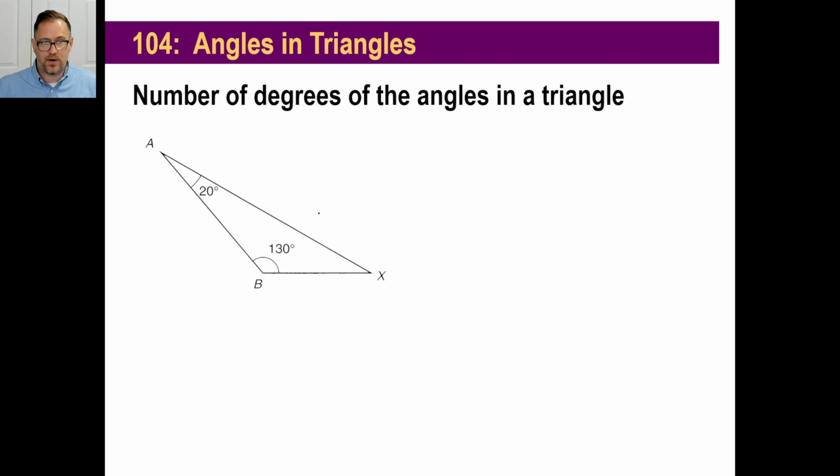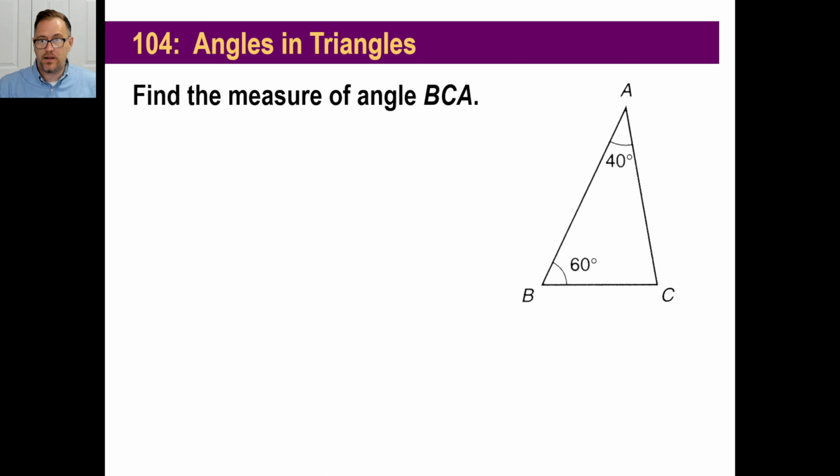They will say, find the measure of this angle right there. And you'll go, okay, well, everything inside a triangle is 180. That's 130. That's 20. That's 150 total. So this must be 30 degrees. That's what's left over from 180. All right? They'll say like this, find the measure of angle BCA. Well, BCA, of course, is this one. And you'll go, okay, well, this 60 plus 40, that's 100. And there's 180 degrees total, so this must be 80 degrees.